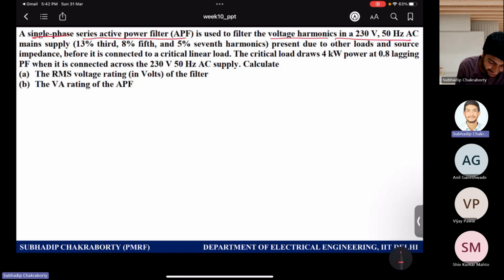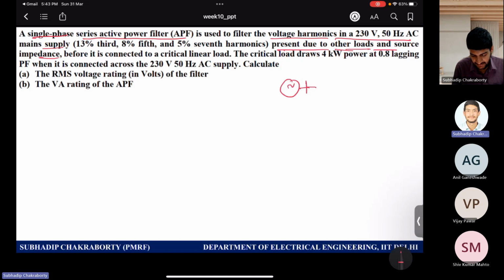Why are the voltage harmonics appearing? They appear due to the presence of other loads and the source impedance. You understand that if the source has some impedance and your load is non-linear, then the voltage harmonics will also appear at the point of common coupling. That point should be clear. And what will the series active power filter do? It will inject those harmonics such that on your source side you experience lower THD in the currents, because it is injecting those harmonics to the loads, and it will make the supply currents sinusoidal.